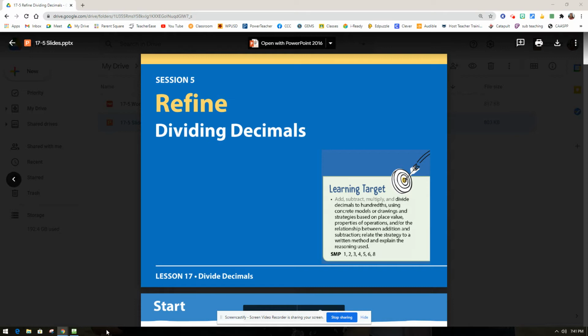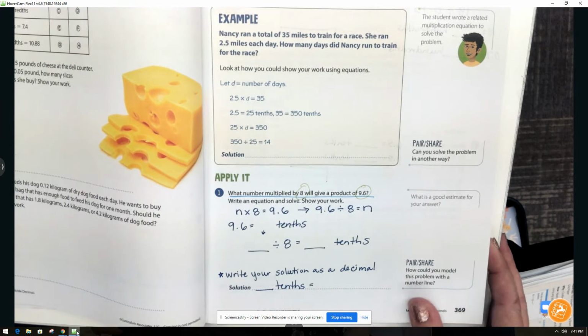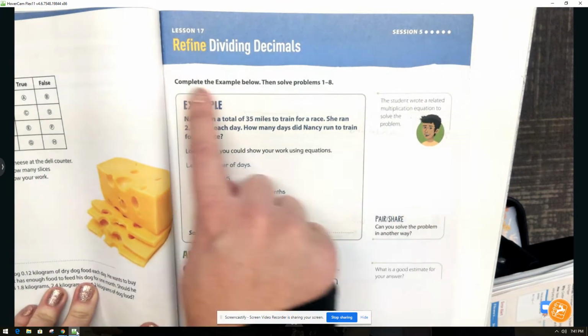I won't be doing the problems with you, but I will be showing you and talking about how to solve the problems and helping you make sense of each of the problems that you will be doing. But you will be doing the work on your own. If you have any questions as you're going along, you can always email your teacher. Otherwise, let's get going.